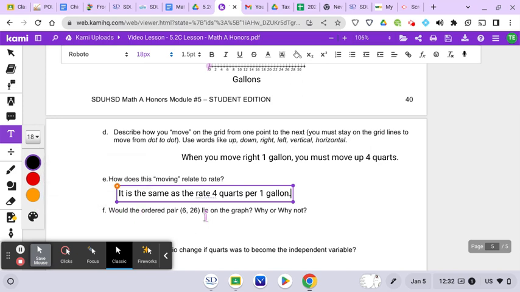Okay, with the ordered pair, 6 times 4 is not 26, so no.